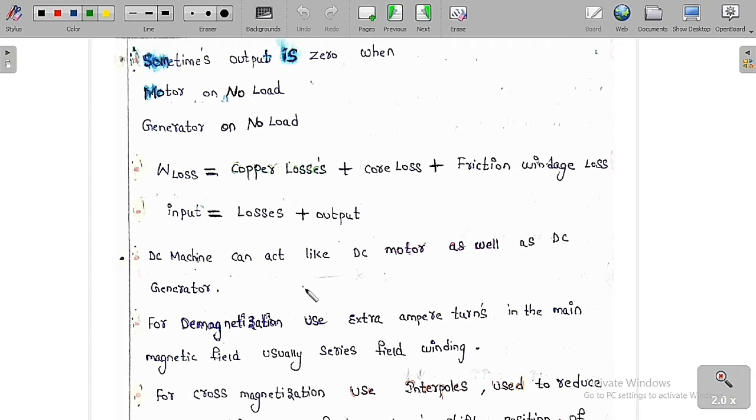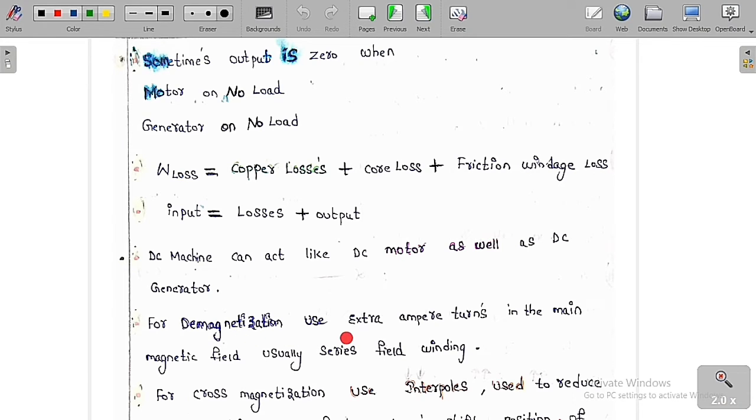One is whether it can act like a DC motor or like a DC generator, based on the input that you are going to give. If you give electrical input, it is going to act like a DC motor. If you give mechanical input, it is going to act like a DC generator. The machine is the same, only one machine, but the way that you are using it is different. So a DC machine can act like a DC motor as well as a DC generator.